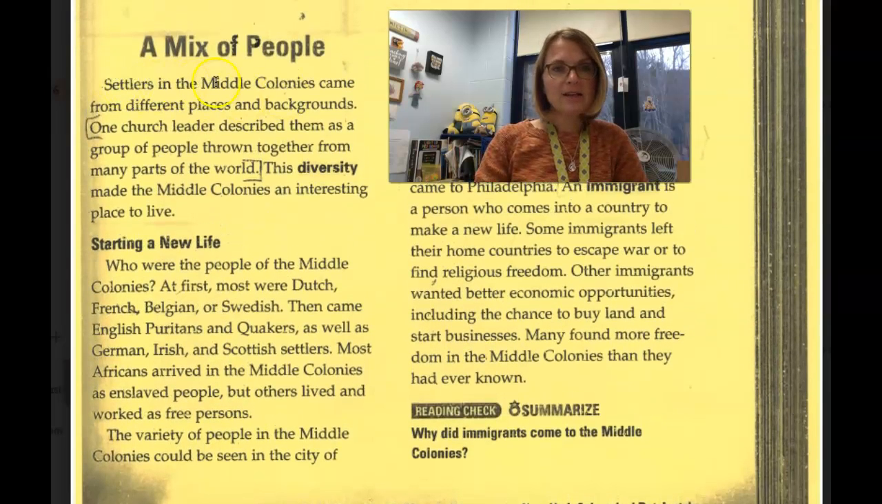It says settlers in the middle colonies came from different places and backgrounds. One church leader described them as a group of people thrown together from many parts of the world. That's interesting. This diversity made the middle colonies an interesting place. So this diversity, so that must mean that what they were talking about before that is what they're calling diversity, which is people thrown together from many parts of the world. Okay, cool.